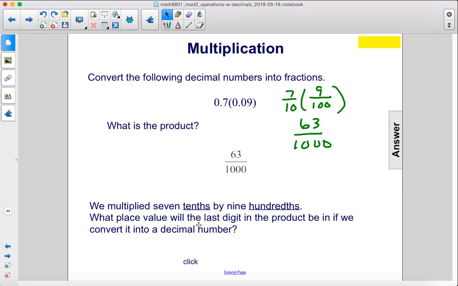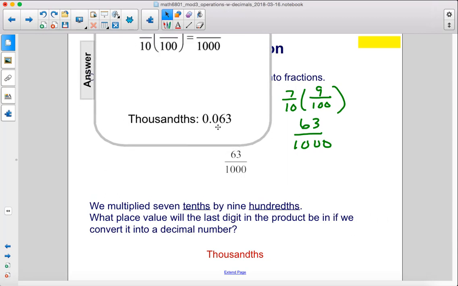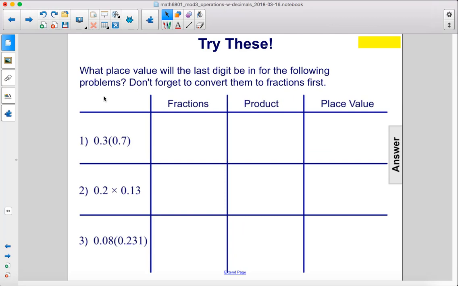What place value will the last digit in the product be if we convert it to a decimal number? Thousands. 0.063. What place value will the last digit be in for the following problems? Don't forget to convert them to fractions first.